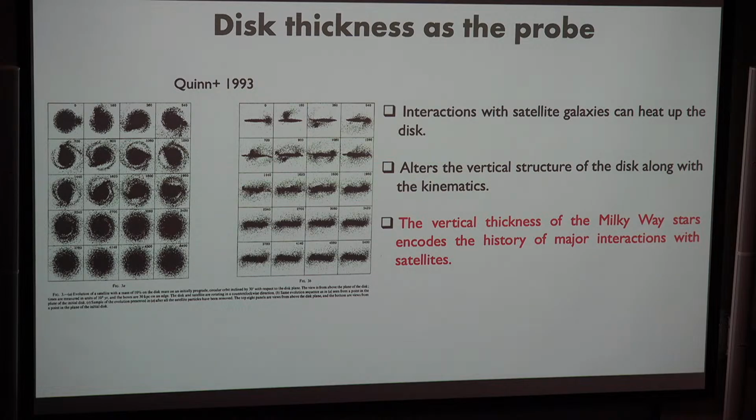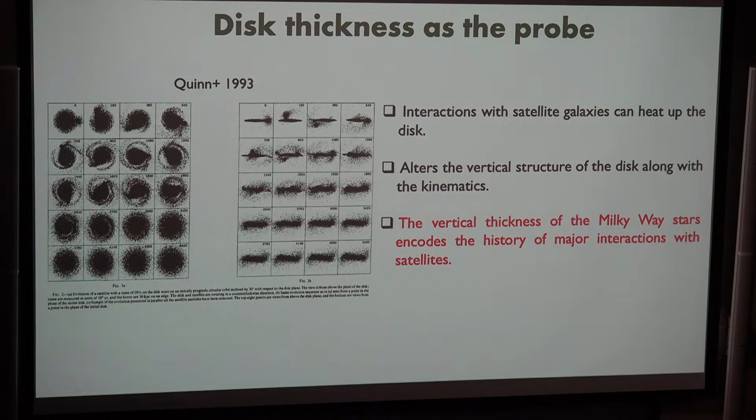It's been known since the early 90s that interactions with satellite galaxies can significantly heat up the stars in a galaxy's disk. And this process could alter the structure of the disk, especially in the vertical direction. So here is a series of snapshots from Quinn et al. 1993, where we can see the evolution of the galactic disk over time after it encounters an interaction with a satellite galaxy. As you can see, over time the thickness of the disk increases. So the vertical positions of the stars start to inflate over time.